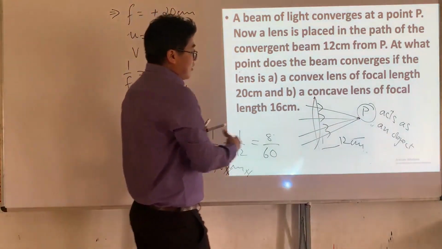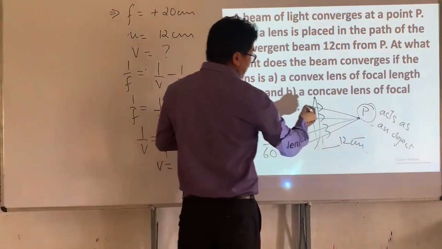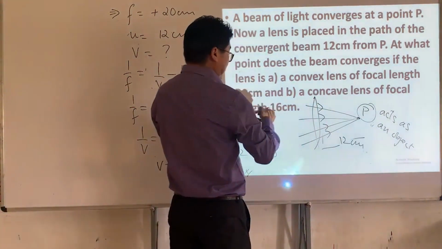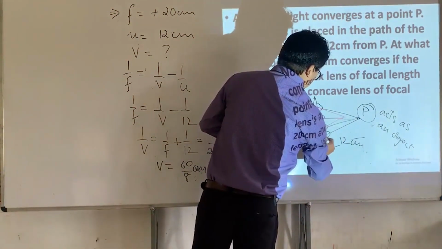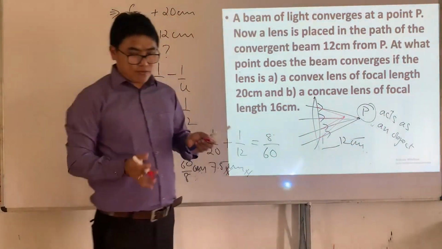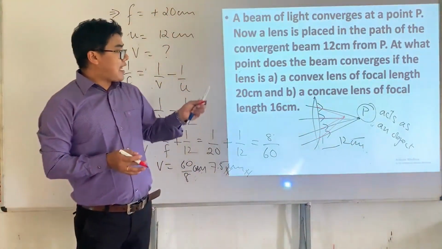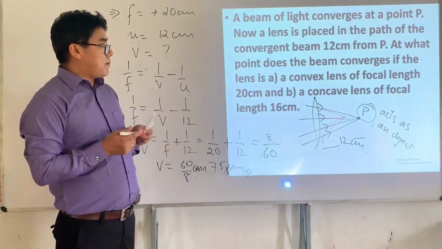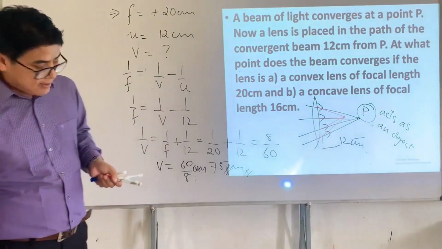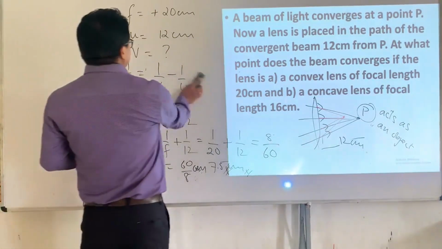So this has to be. Why? Because this is converging in nature. This will further converge. It is something like this. Why? Because it converges. It further converges. This lens further converges the beam of light. Alright. So now the second problem.